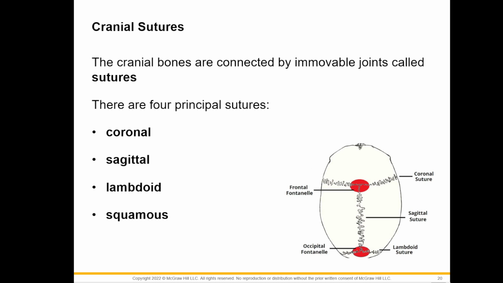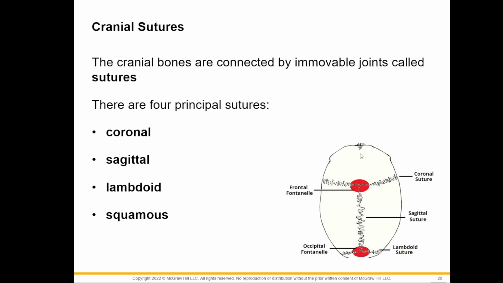Okay? Sutures. So, ito yung mga sutures na yan. These are the connection between the cranial bones. Alright? And we have several sutures. So, first, let me introduce to you. This is the frontal bone. These are the 2 parietal bones. And we have the occipital bone here.